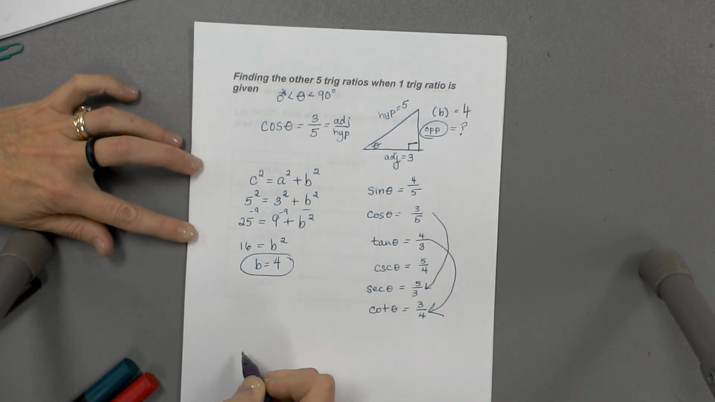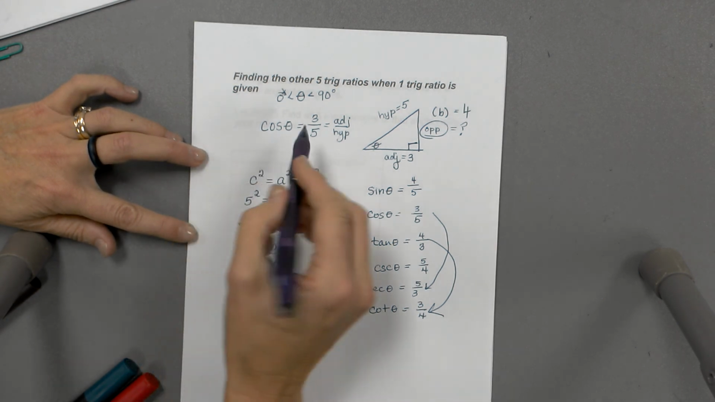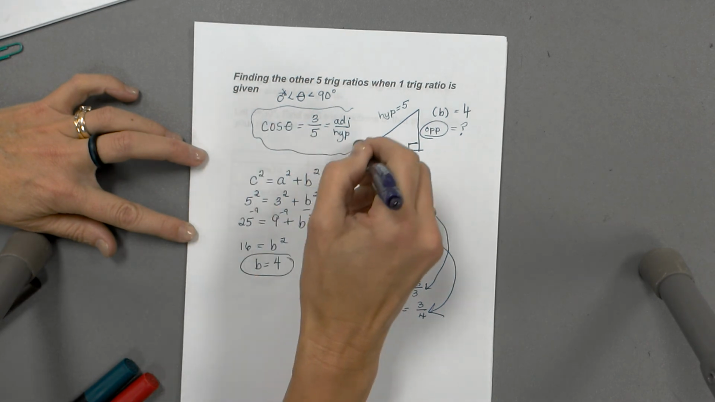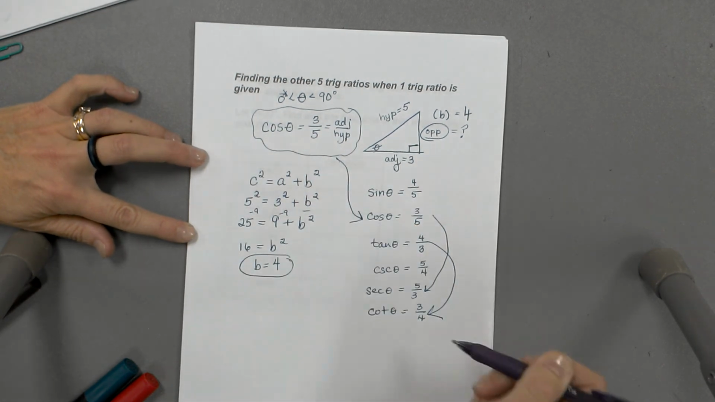So this is a process of finding 5 of the other trig ratios when one is given. And notice, I didn't really have to find cosine because that was given to me.